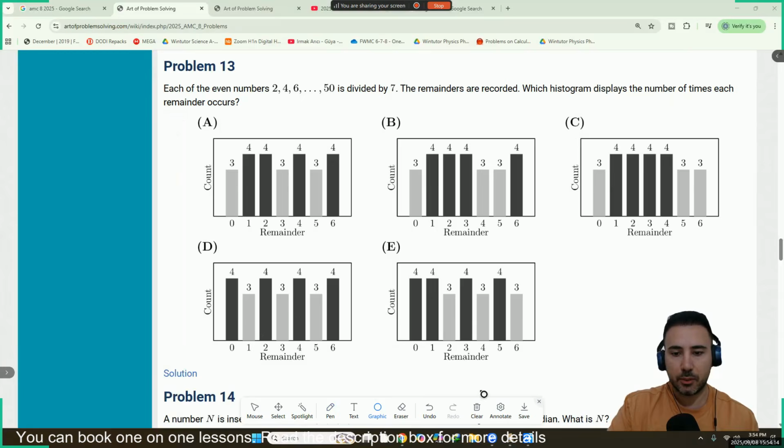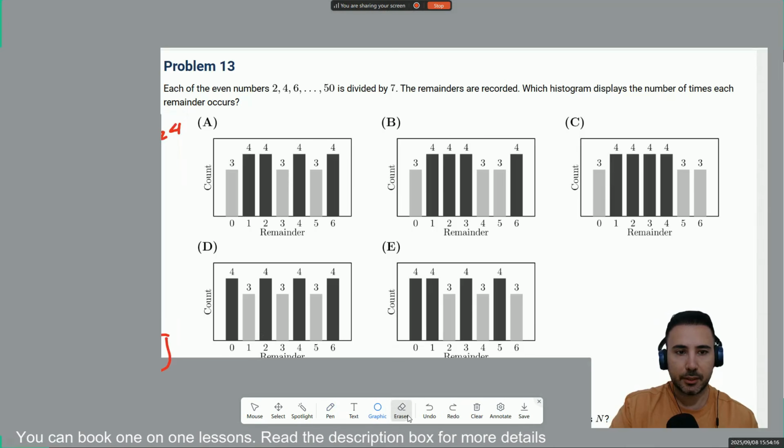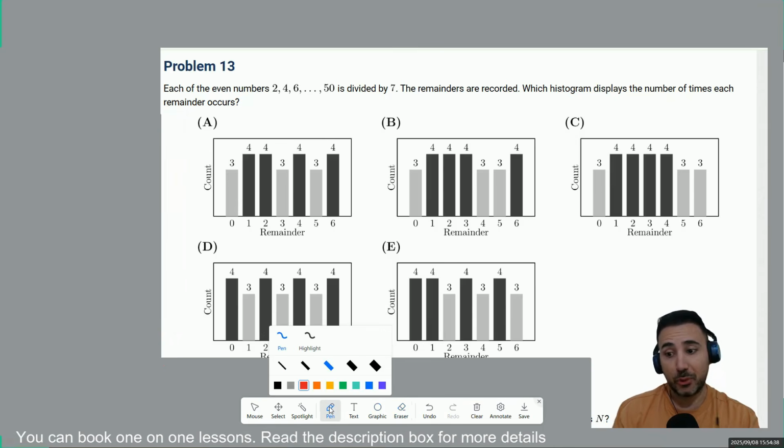Now let's clear the screen a little bit and read the question. Each of the even numbers 2, 4, 6, all the way to 50 is divided by 7. The remainders are recorded. Which histogram displays the number of times each remainder occurs? So the quick way is by using the options, right? For example, look, the remainder is 0.